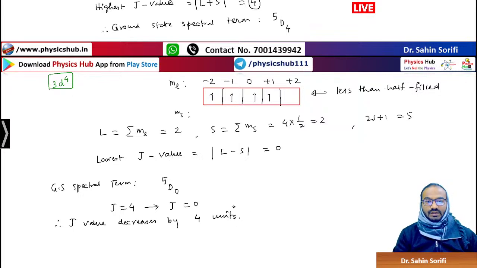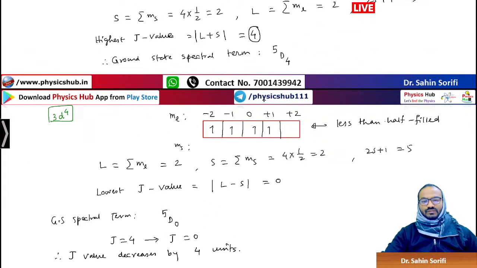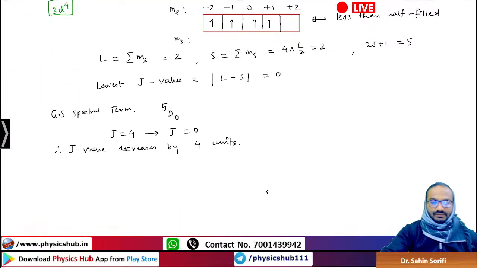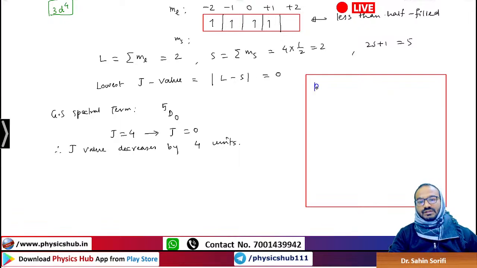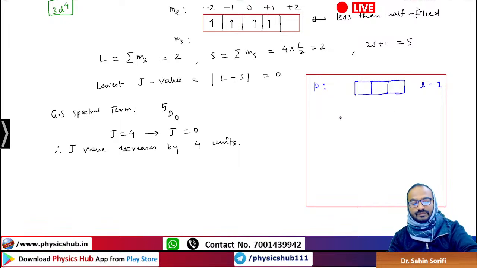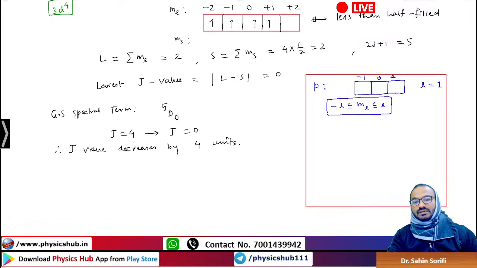How do you get ml values? For a particular L value, ml values are given in this way. For example, if you consider p orbital, it may be p3, p2, p1, whatever it is. How many subshells are there? 3 subshells: 1, 2, 3. So p is designated by L equals 1, right? So the ml values are given by minus L less than or equal to ml less than or equal to plus L. This one, right? So that is why minus 1, 0, plus 1.